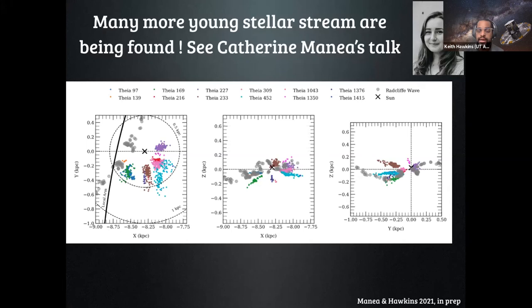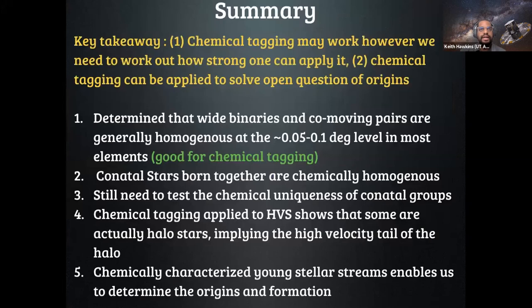And I think I will just leave up my conclusions. The key takeaway points here: one is that chemical tagging may work. However, we need to figure out how strongly one can apply it. That's really going to depend not just on stars being born together being chemically homogeneous, which I hope I've convinced you that generally speaking they seem to be, but also on how unique they are chemically across the galaxy.